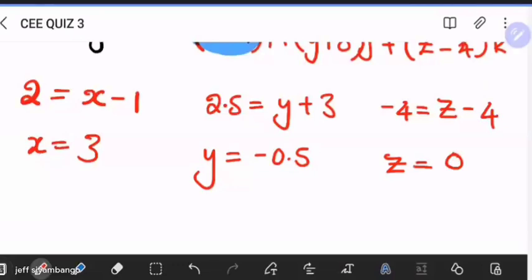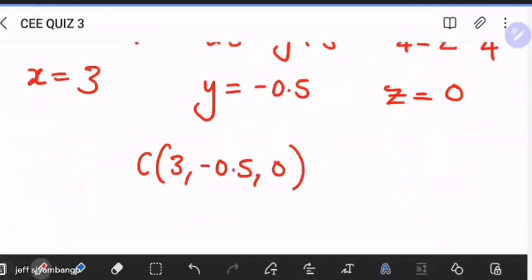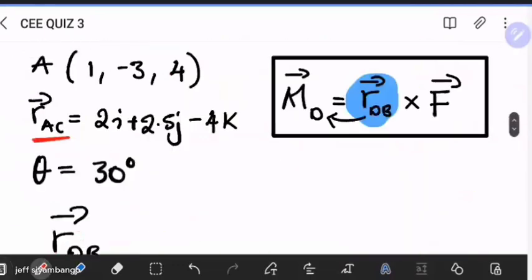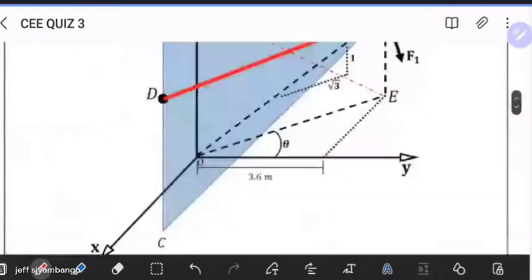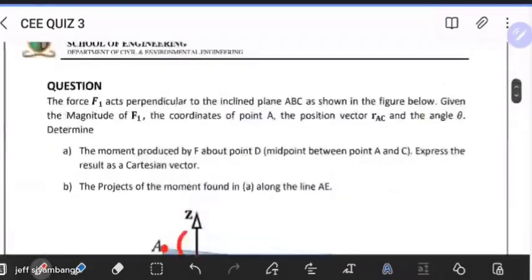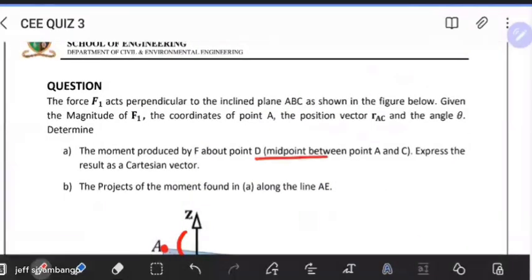So this becomes what we have. So our C will actually have coordinates 3, -0.5, 0. So this is what we're finding. Now, how does this help us? Why was it necessary for us to get C? Well, here's the trick. The question tells us that D is the midpoint between A and C.